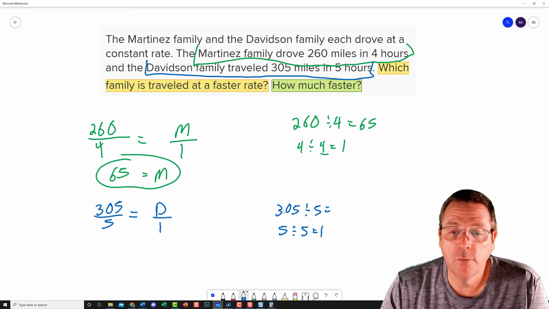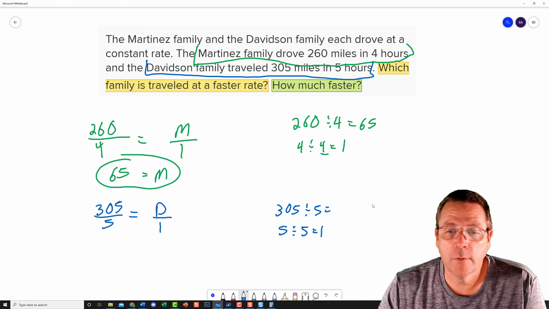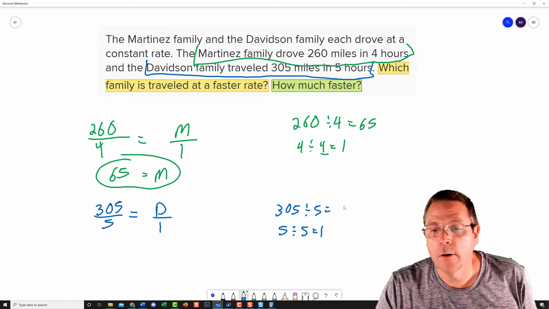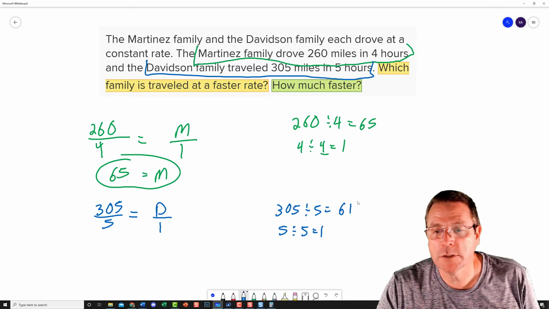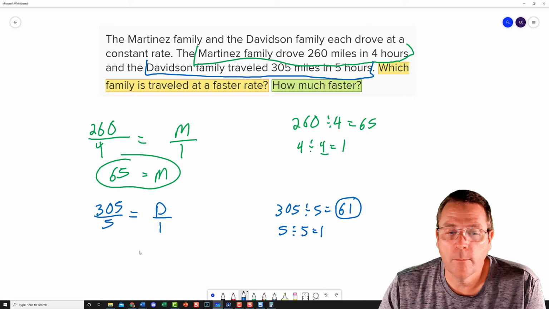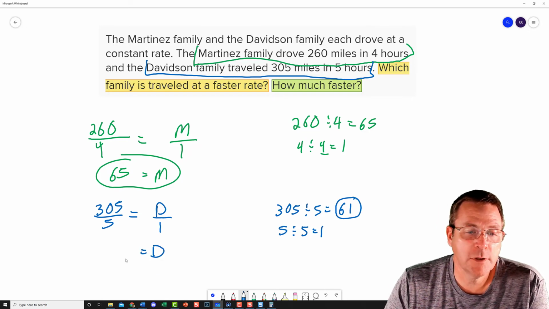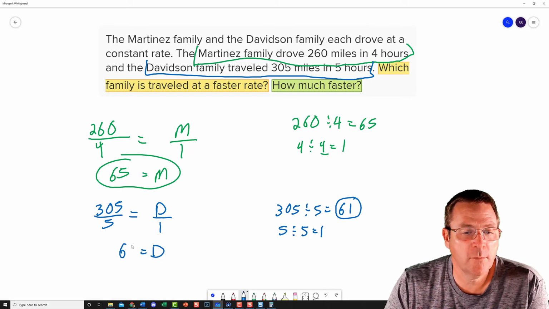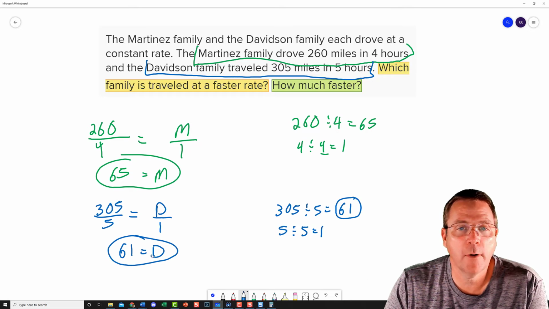And when I do that, I'm going to get, let's see, actually 61 miles per hour. When I did that one in my head, I'm pretty solid on that answer. So the Davidson family is actually traveling at a slower rate of speed of 61 miles per hour.